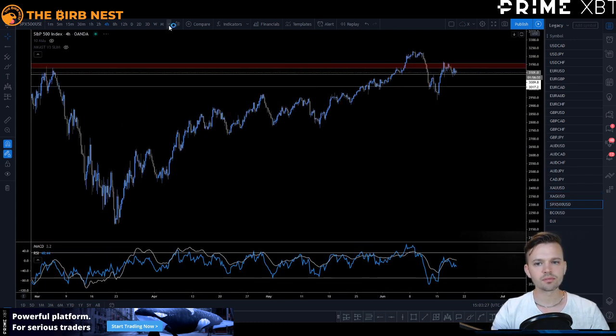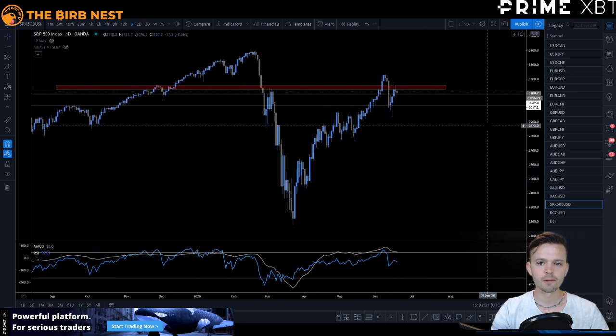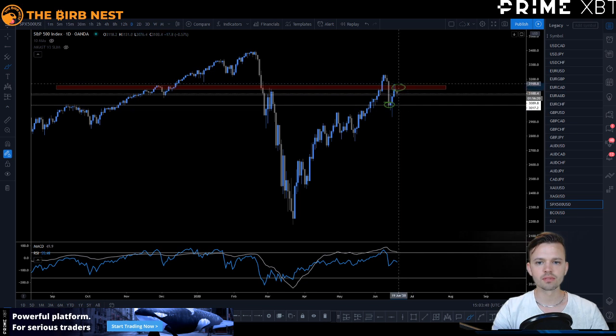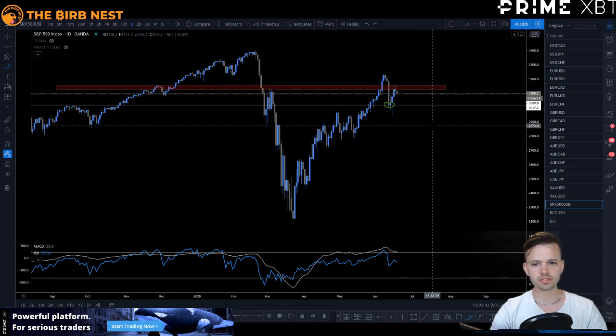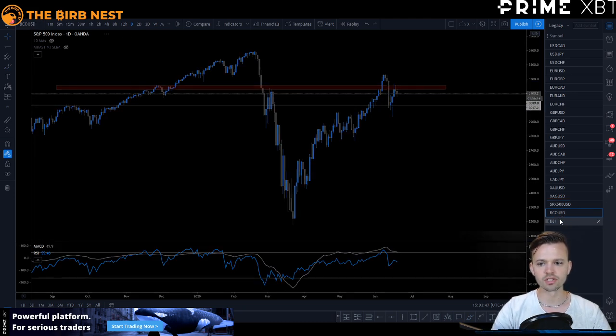S&P 500. How's the S&P 500 look? Meeting resistance up here. Lose this area, and I would be looking for short. Reclaim this area and long. As always, daily open and close above or below as confirmation.